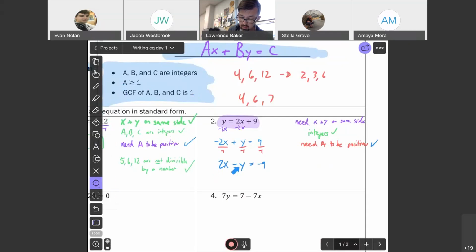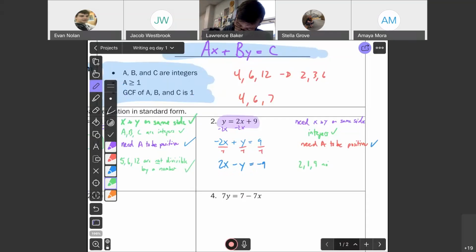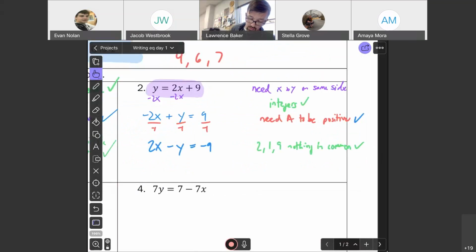2, 1, and 9. Now, notice I'm not even talking about the signs. I'm just looking at the numbers. 2, 1, and 9. Are they all divisible by anything besides 1? Especially since that's a 1, then it means no, right? So 2, 1, and 9 have nothing in common. And so that means we're done.